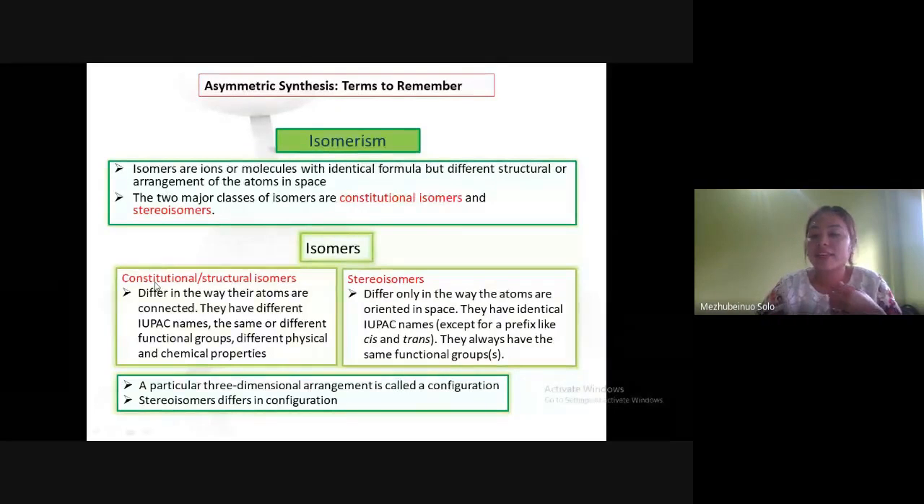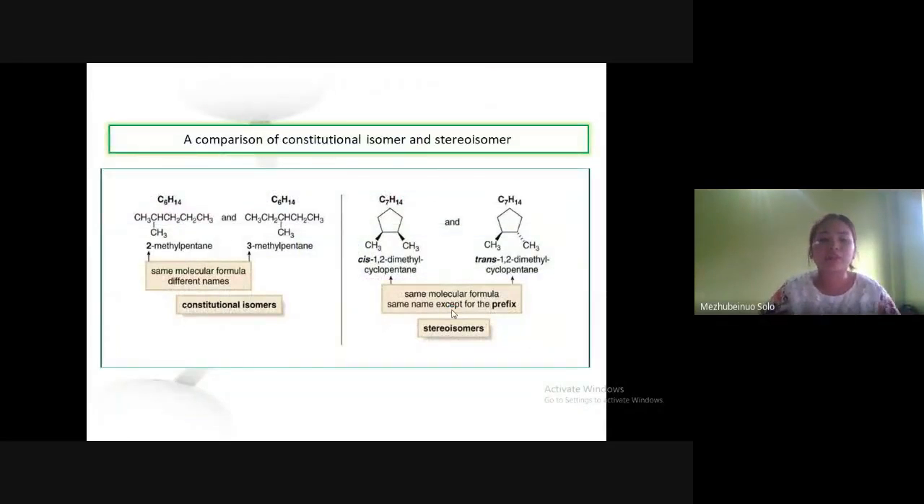And the second class is stereoisomers, which differ only in the way the atoms are oriented in space. That is, they have different configurations or 3D arrangements, and they have identical IUPAC names with different prefixes, and the same functional group. These prefixes are just a group of letters that are added before the beginning of a word. So this is an example of constitutional isomers and stereoisomers.